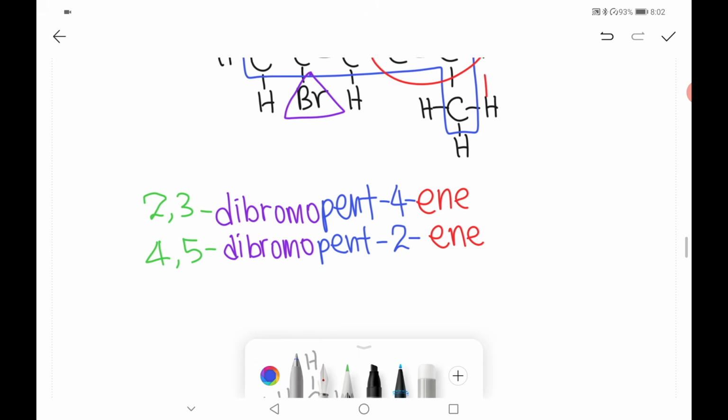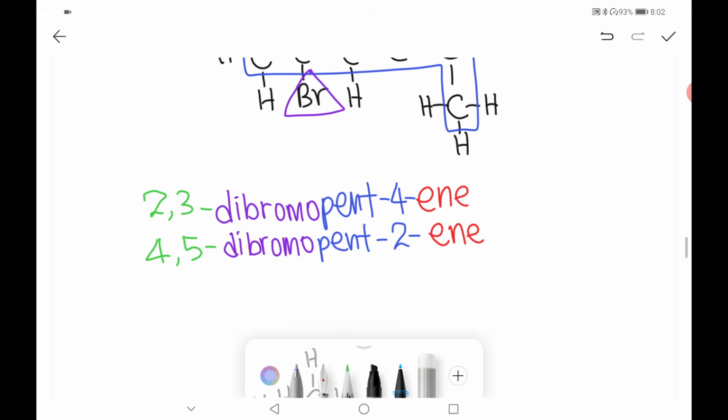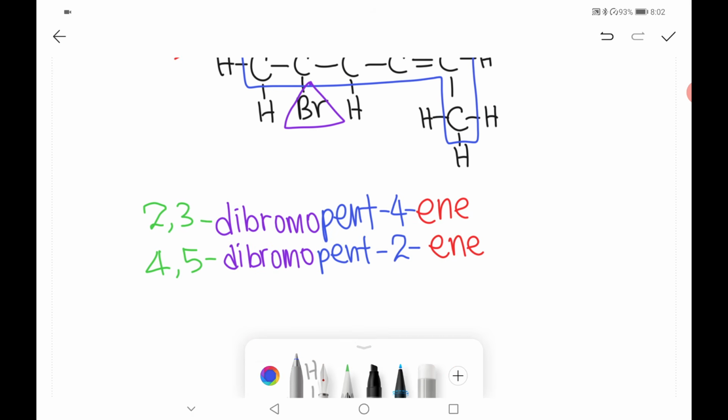Okay. So now we already get two possible namings. So how to choose the best answer? How are we going to choose the best answer in between these two? We always want the smaller number to be given to the double bond, which is the number at the back. So the number at the back needs to be as small as possible. 2 is smaller. So now we know this is the final answer.